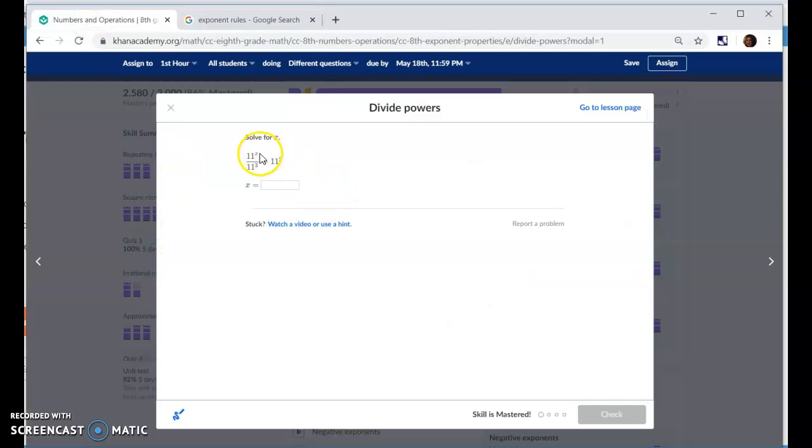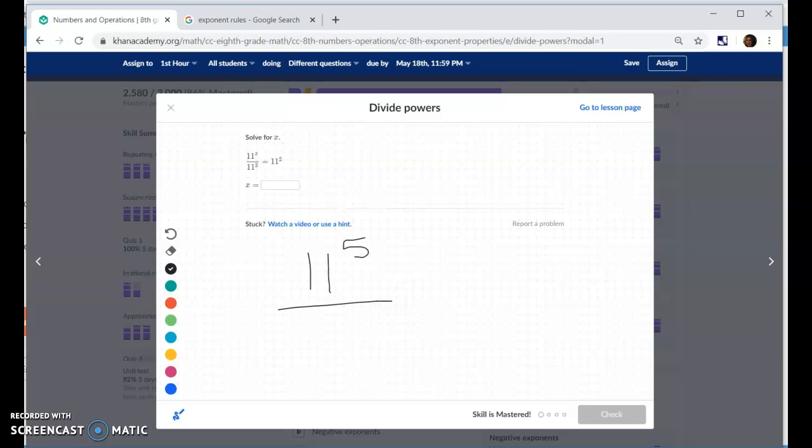So this says 11 to the x power divided by 11 to the third power is equal to 11 to the sixth power. Okay, and it says solve for x, so what is x equal? So basically, what's that x on top? Okay, so we're just going to work backwards here. So 2 plus 3 is 5. Now we're just going to see if that's correct before I put it in.